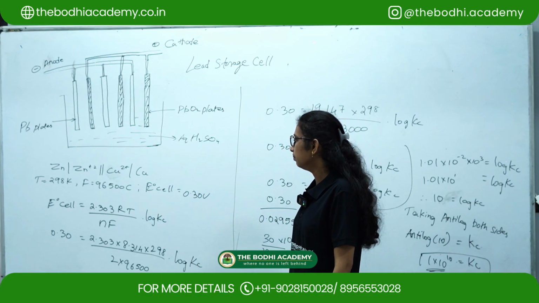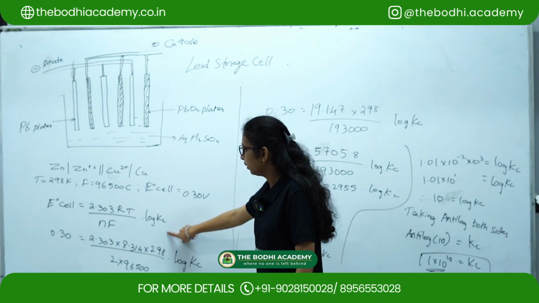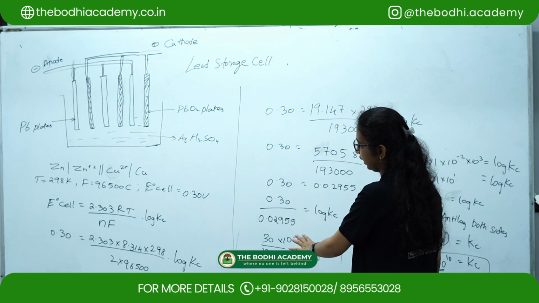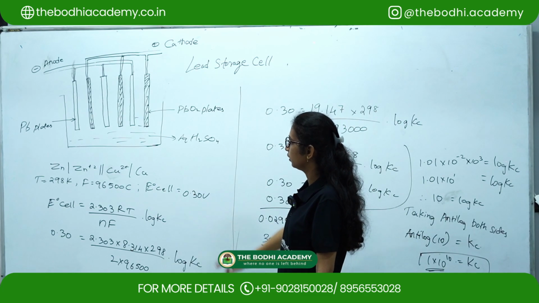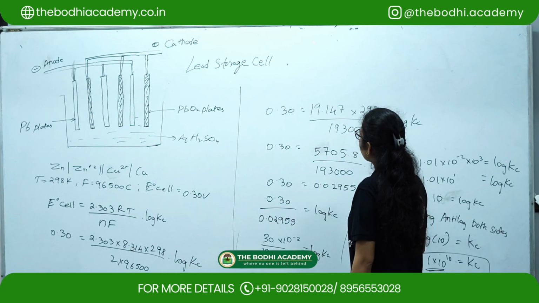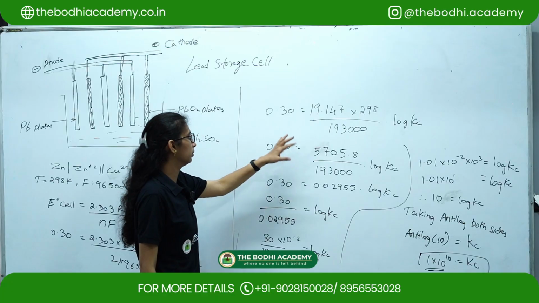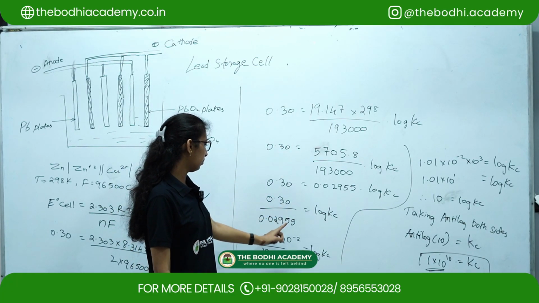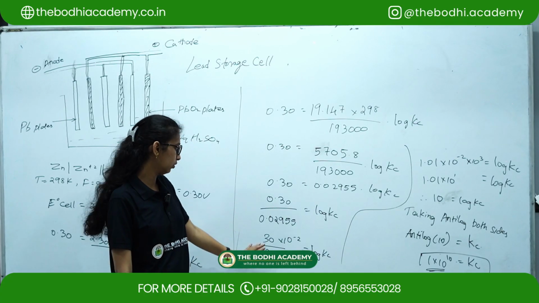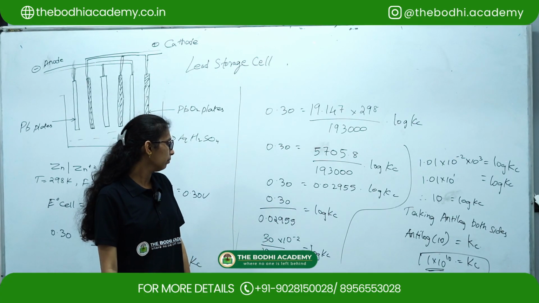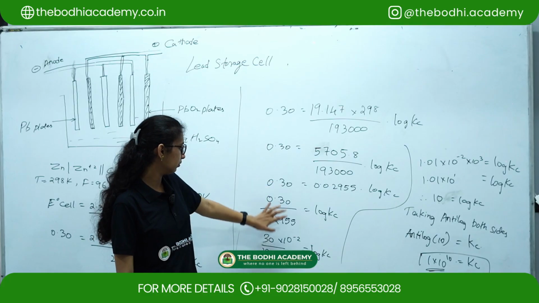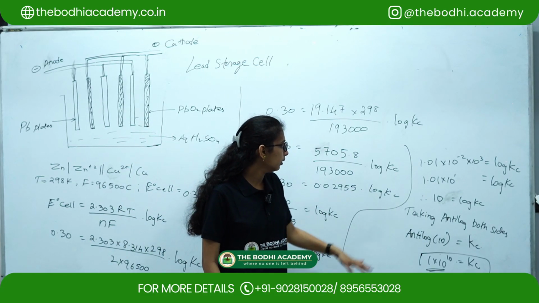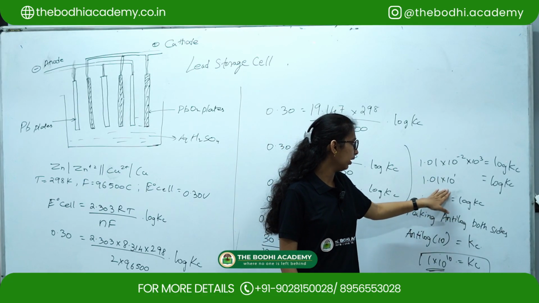You have to calculate the log Kc, the equilibrium constant. Just substitute the value of E0 cell, R, T, n. n is the number of electrons transferred, which is 2 electrons. And just solve this. Substitute the values. Solve. You will get this. Here, just shift the point. If you shift the point, you will get this 10 raised to the power minus 2. Same method. If you shift the points, you will get this, and the approximate answer is 1 into 10 raised to the power 1 log Kc.